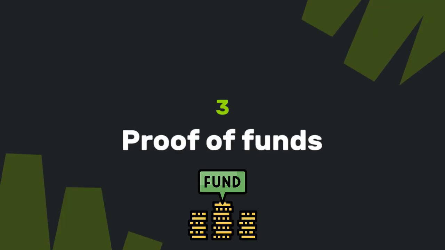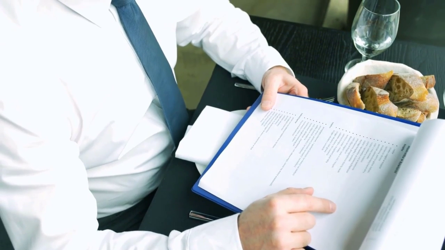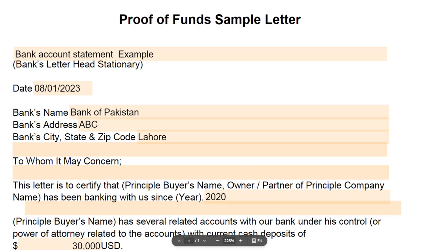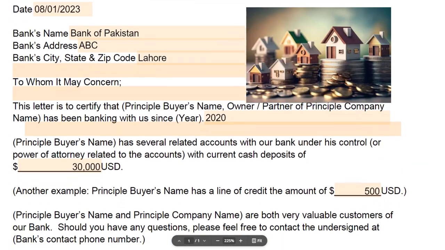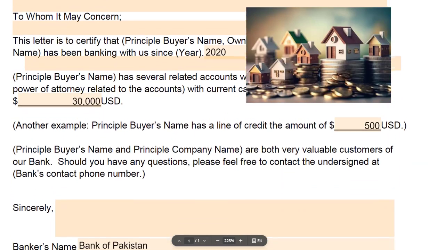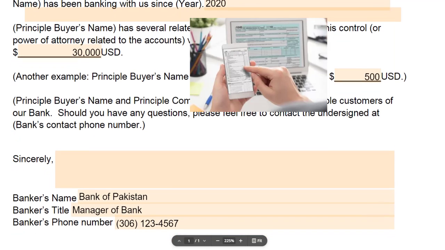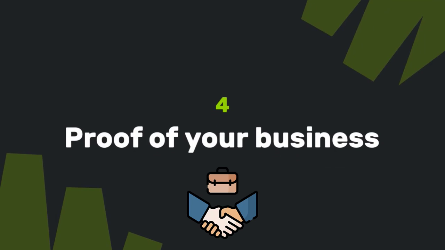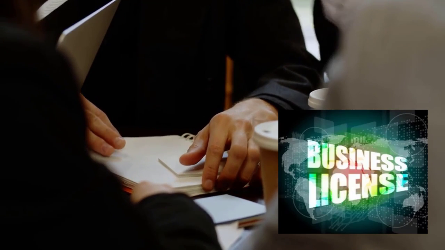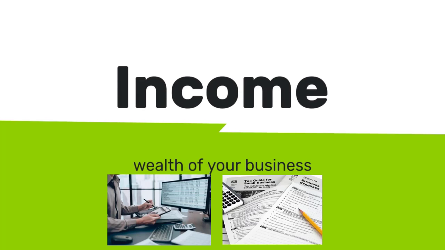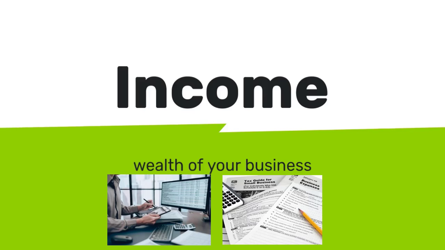Number 3. Proof of funds. Include documentation demonstrating your financial capacity, such as bank statements, employment letters, pay slips, property and asset records evaluated by a licensed evaluator, and tax files. Number 4. Proof of your business. Provide evidence of your business, including business license or registration papers, supporting documents, and business tax returns for the last 1 to 3 years, reflecting the income and wealth of your business.